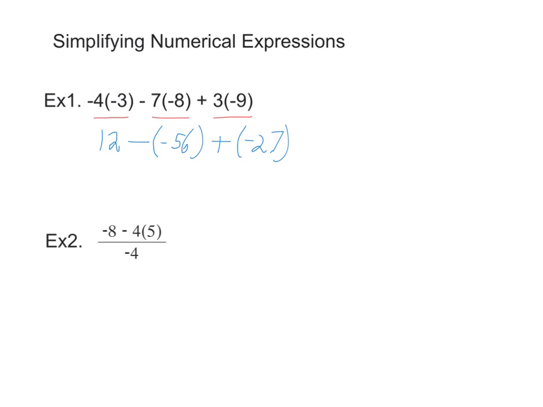When we see two negatives together like this, they cancel each other out. I'm going to turn those into pluses and move from left to right, like order of operations prescribes. 12 plus 56 is 68.